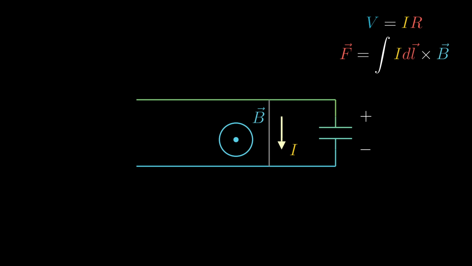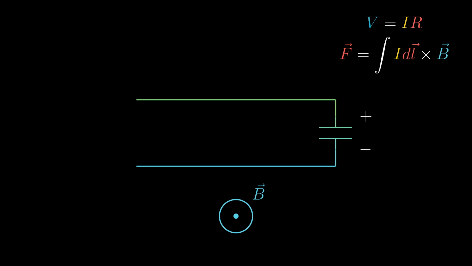With a small resistance, we know it'll draw a lot of current. So this large current I times dL cross B will then act as a large force to the left. And what we'll get is that the metal piece gets very quickly accelerated to the left.